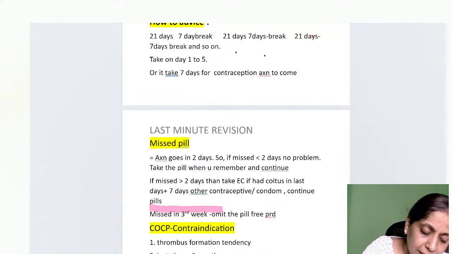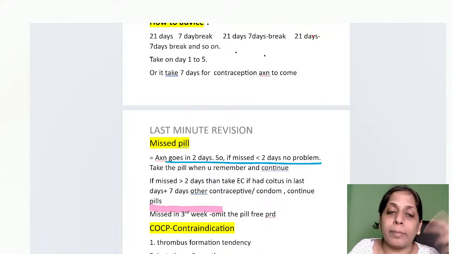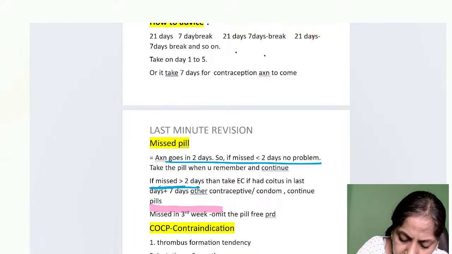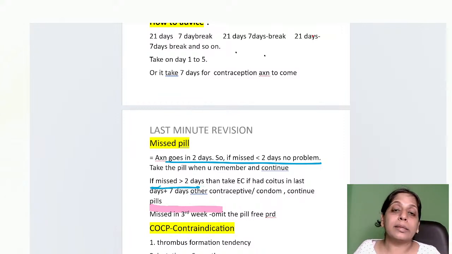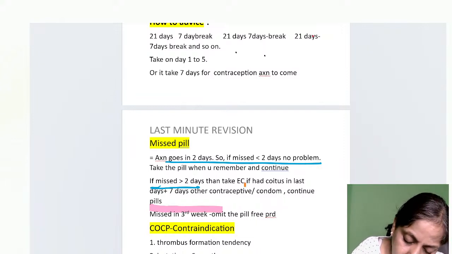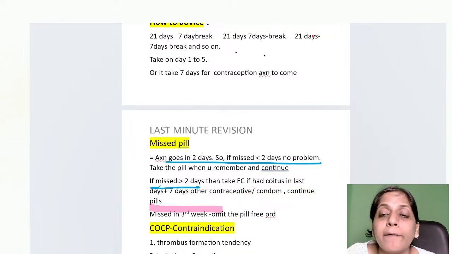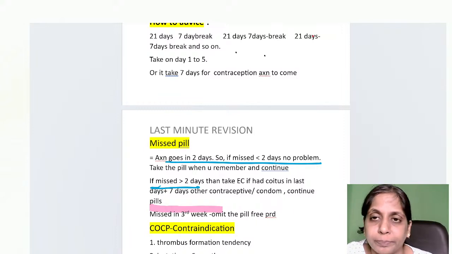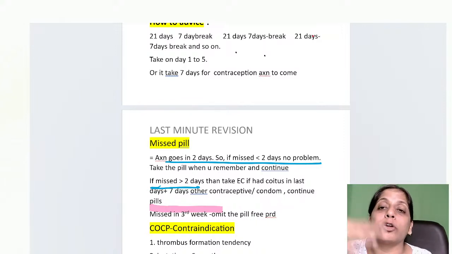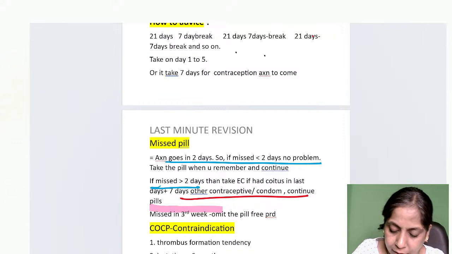Okay, if the pills are missed for 2 days, it is okay, take it whenever one remembers the pill. If the patient has missed more than 2 pills, then it is very bad. Okay, then we have to give the emergency contraception and for the next 7 days another contraceptive method. If the pills have been missed more than 2 days, that is 3 or 4 days, then we have to give the emergency contraceptive pills and for the next 7 days barrier contraception. Okay, other mode of contraception, or you can say barrier contraception.